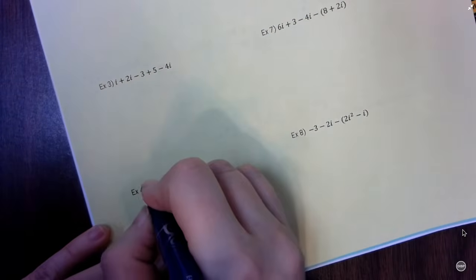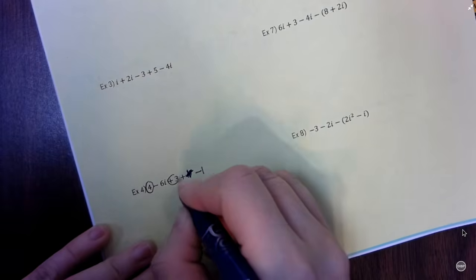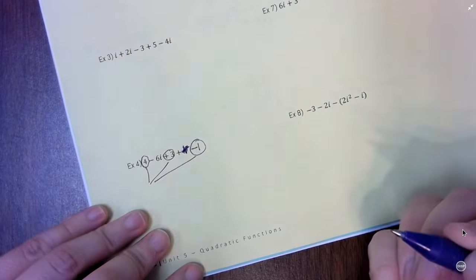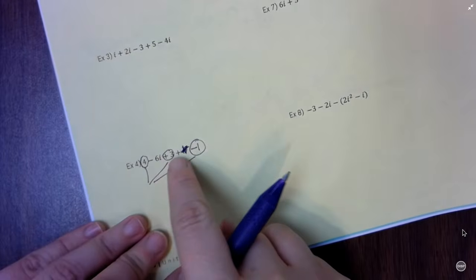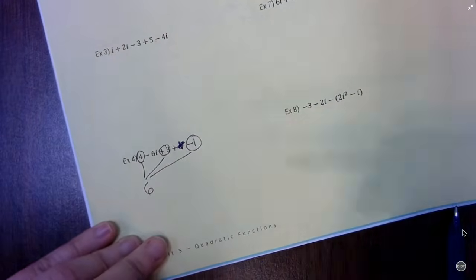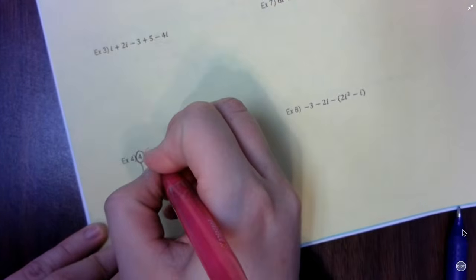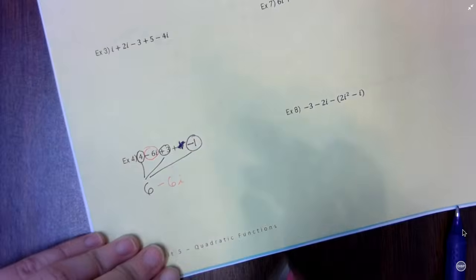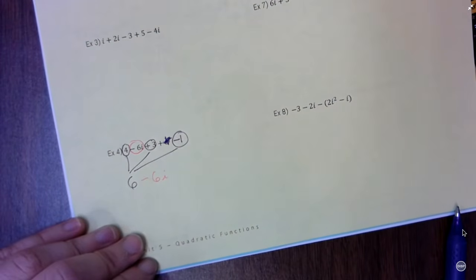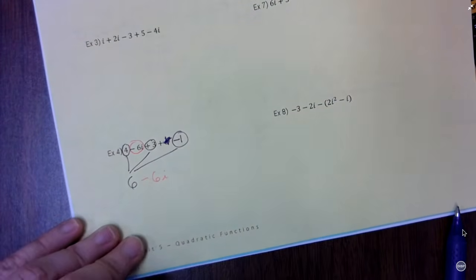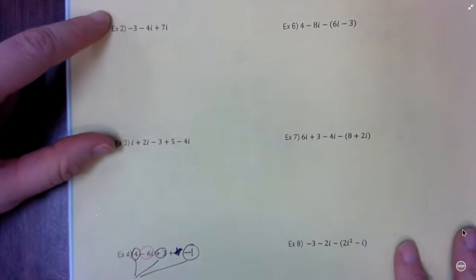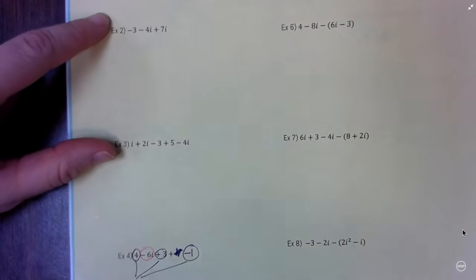So 4, 3, and negative 1 are all real numbers. So we can combine them. So 4 plus 3 is 7, minus 1 is 6. And then that leaves the only imaginary part as negative 6i, so go ahead and put that. And there's your simplified version, 6 minus 6i. All right, so go ahead and try 2 and 3, and then come back to check your work.